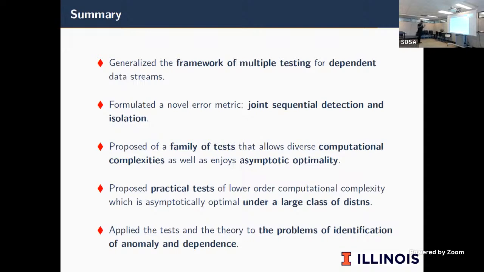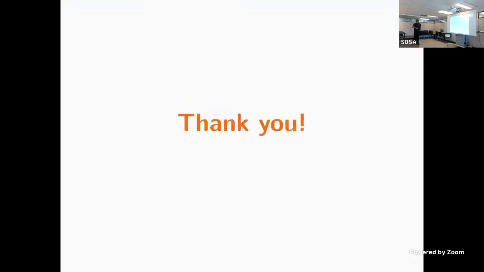If you have the lowest subsystem, that is the practical rule. If you have the largest one, you'll have asymptotic optimality, but not a practical rule. So we propose practical tests also for lower computational complexity. And I showed you that this is asymptotically optimal under a large class of distributions. Then we applied the tests and the theories to traditional problems of this kind, such as identification of anomaly, extraction of dependent structure, and so on. And these are references, and thank you.